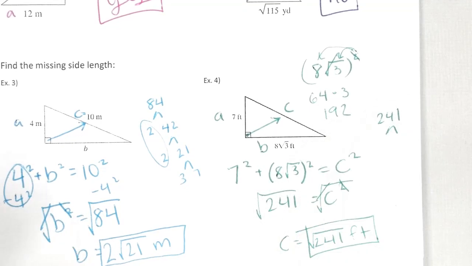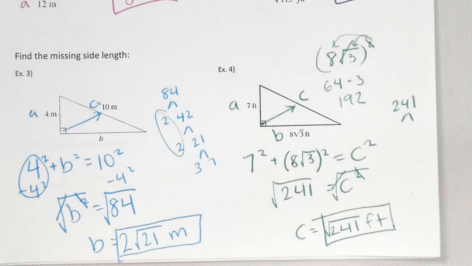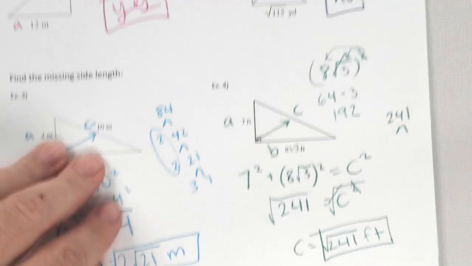Now, one thing I do want you to realize is technically, when we take the square root of both sides, don't we get a positive and a negative when we take the square root of a number? Yeah. But we're talking about sides of a triangle. Can you have a negative side length? No. So that's why we're ignoring that plus and minus. Does that make sense? Okay.